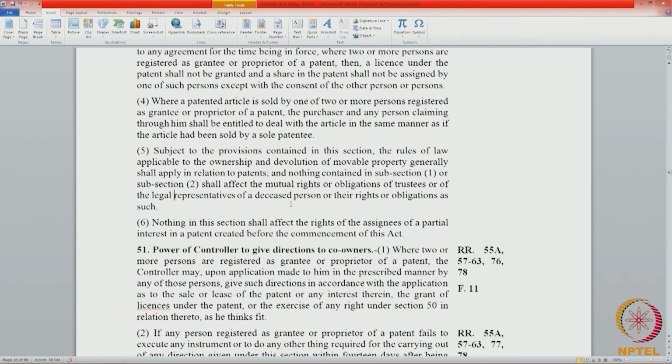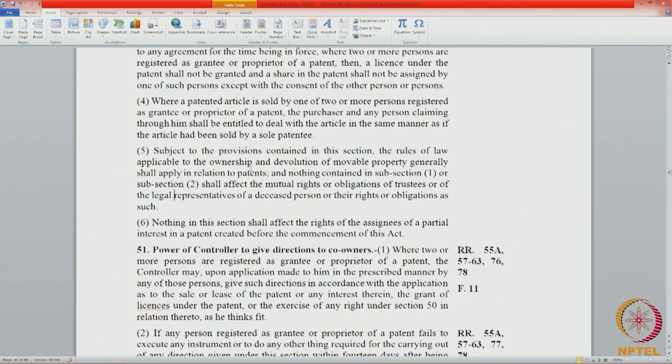Section 55 states that the rules of law applicable for ownership and devolution of movable property shall generally apply in relation to patents, and nothing contained in subsection 1 or subsection 2 shall affect the mutual rights or obligations of trustees or of legal representatives of a deceased person or their rights or obligations as such. Now, this provision tells us that the rules of law applicable for the ownership and devolution of patents will be the same as the rules applicable for ownership and devolution of movable property. In other words, patents shall be treated as movable property.